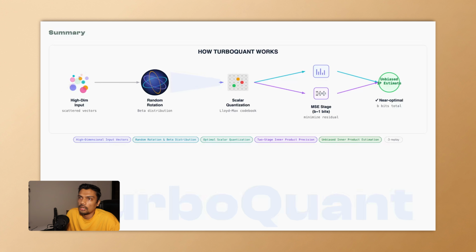This paper is a beautiful example of theory meeting practice. The lower bounds aren't just interesting math; they tell us how close we get, which drives the design. And the random rotation trick that unlocks optimal performance is simple enough to fit in a few lines of code.